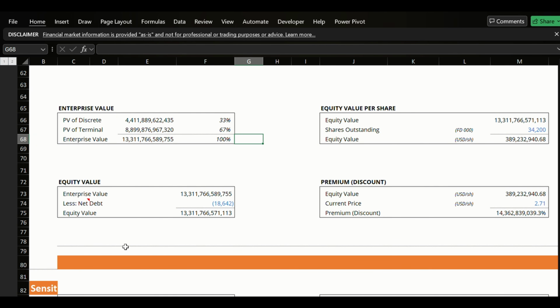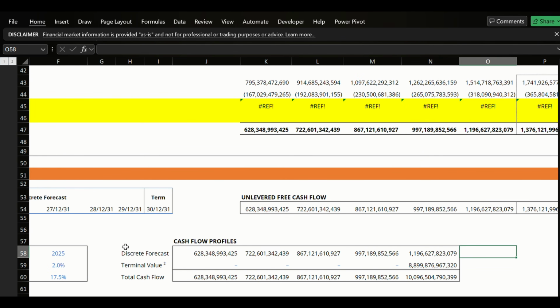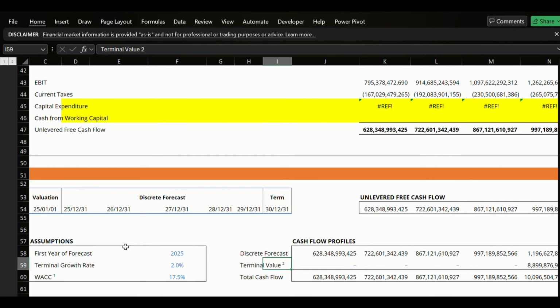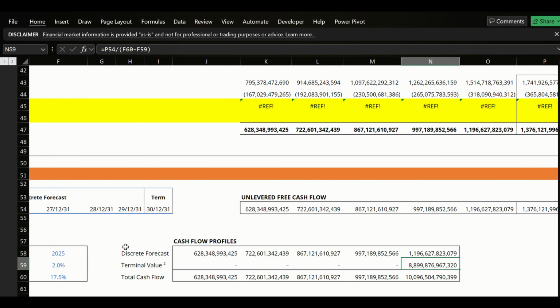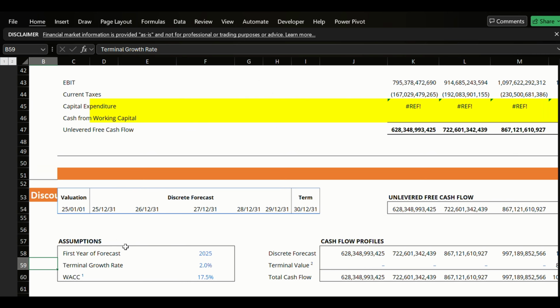So you can see the terminal value distorts everything. I need to go and check it out again. So, terminal growth rate of 2. And what's the terminal? Let me check this out a little bit. F60 minus F59. F60 is F59. So this terminal is too small. So let me just put it at 10.